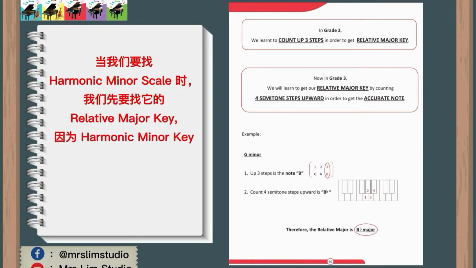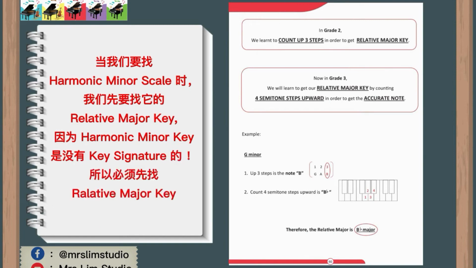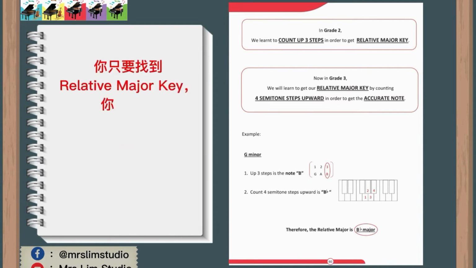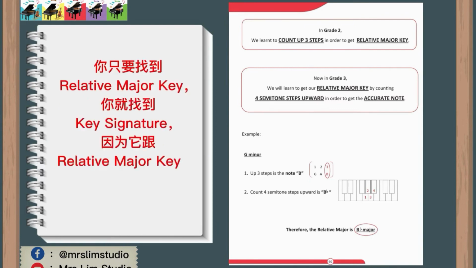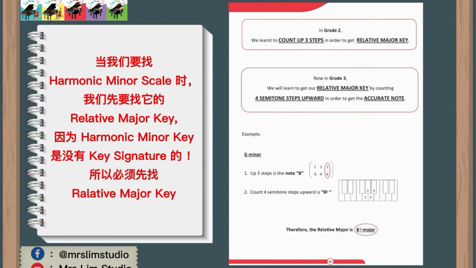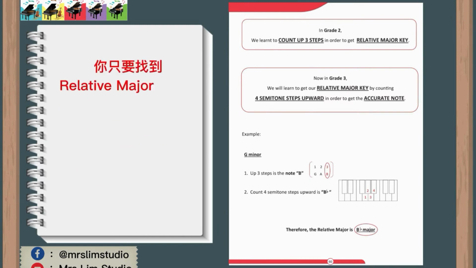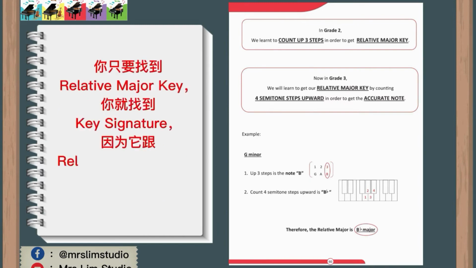Harmonic minor key by itself has no key signatures. Hence, we must always find out what its relative major key is first. Our first step now is to learn how to identify the relative major key. When we know the relative major key, we will know its key signatures. This is because they are in fact similar. You will understand this better as we explain the following example.